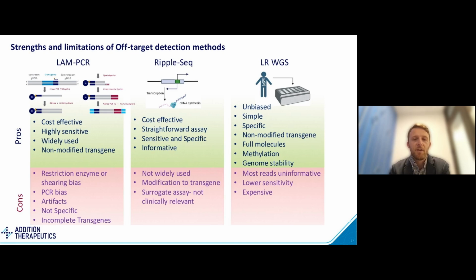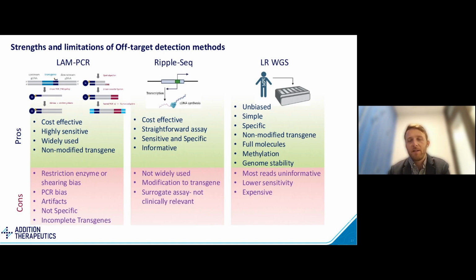A method that's in development right now that's pretty exciting for us is called RippleSeq. It involves putting a promoter in your transgene that you can use to do in vitro transcription and cDNA synthesis and use that to generate your library. It's very cost-effective and very straightforward. It's sensitive and specific, and depending on how you design the assay, it can be extremely informative. On the downside, it's a new method, so it's not widely used. It does require modifications to your transgene with the addition of this promoter, and so it only can really serve as a surrogate assay and therefore is not clinically relevant.